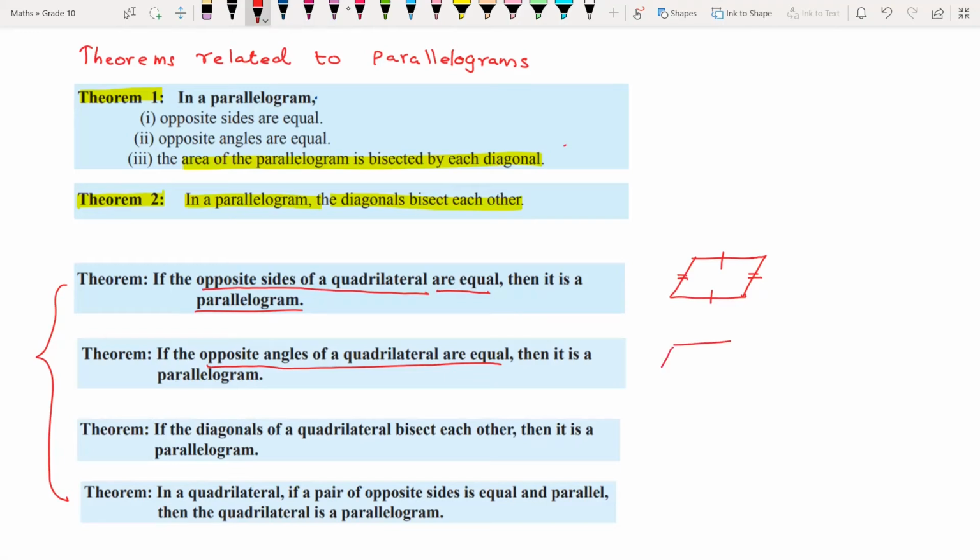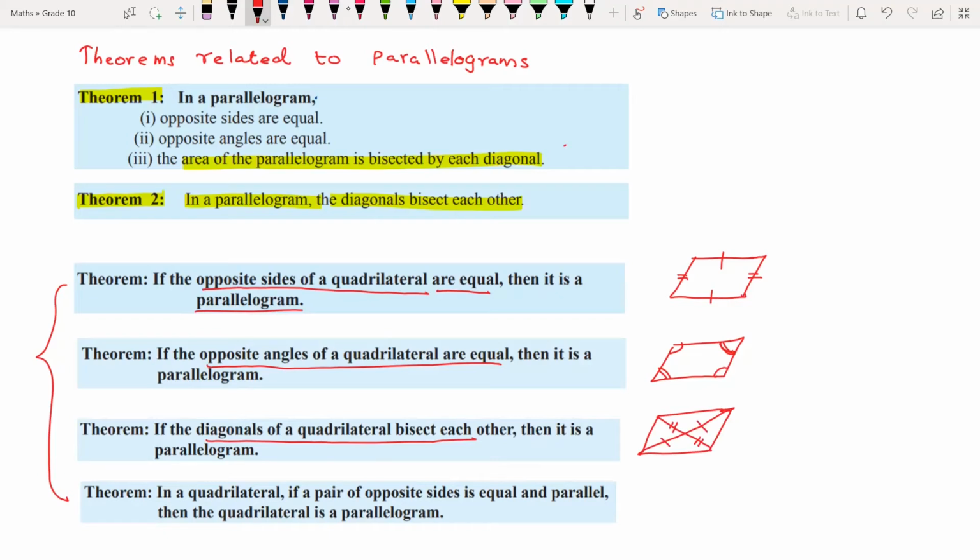If the given quadrilateral's opposite angles are equal, then it should be a parallelogram. The next one: if the diagonals of a quadrilateral bisect each other, then it is a parallelogram. So if you are given that the diagonals of this quadrilateral bisect each other, then it should be a parallelogram, right? That means these two lengths should be equal and these two lengths should be equal.